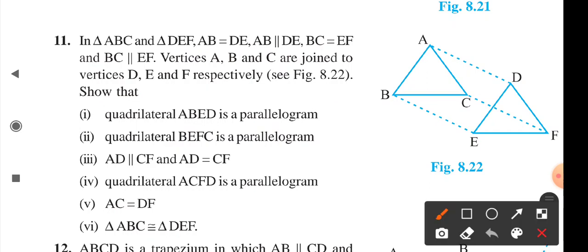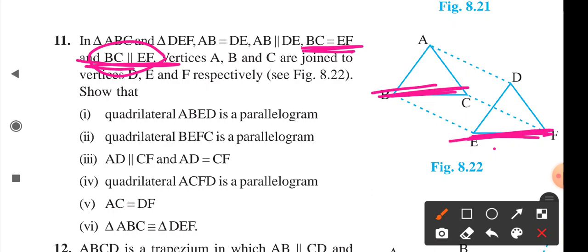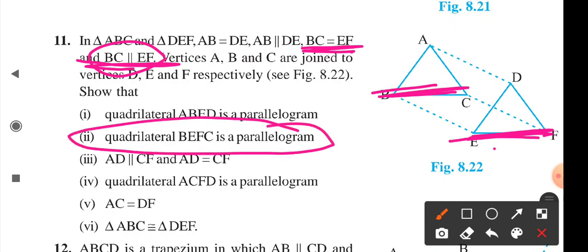Now moving to the second part, I will show you BEFC. You can see that BC, this is the BC, I am just changing the pen, and this is EF. BC and EF are equal to each other, and BC is parallel to EF. So you can directly write that BEFC is a parallelogram. In this part also you have to write that BC is equal to EF and BC is parallel to EF. Hence BCEF is a parallelogram. You can write it directly.